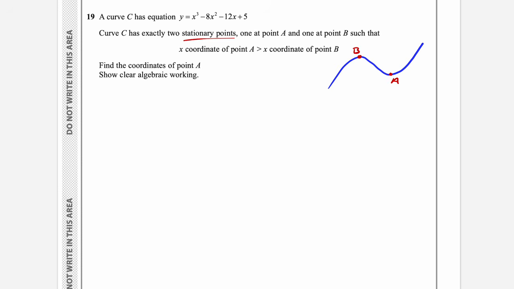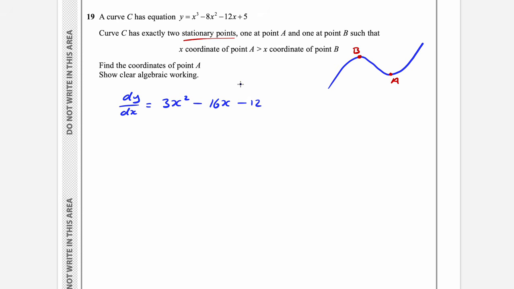Anyway, we are going to start by getting the derivative. So dy/dx is equal to, multiply by the power, 3x, subtract 1 from the power, squared, minus, multiply by 2, 16, subtract 1, x, and then minus 12.